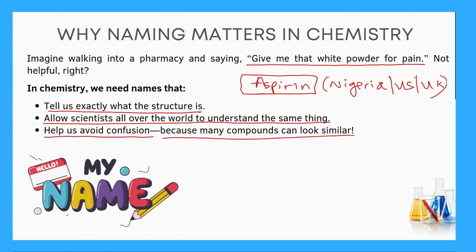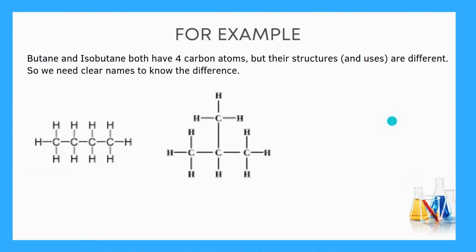Now, speaking of similarity, here is one example. Butane and isobutane, I have their structures both listed out here on the screen. This is the structure of butane. You can see it over here. And here is the structure of isobutane. Now, both of them have 4 carbon atoms. If you count with me, you can see carbon atom number 1, carbon atom number 2, carbon atom number 3, and carbon atom number 4.